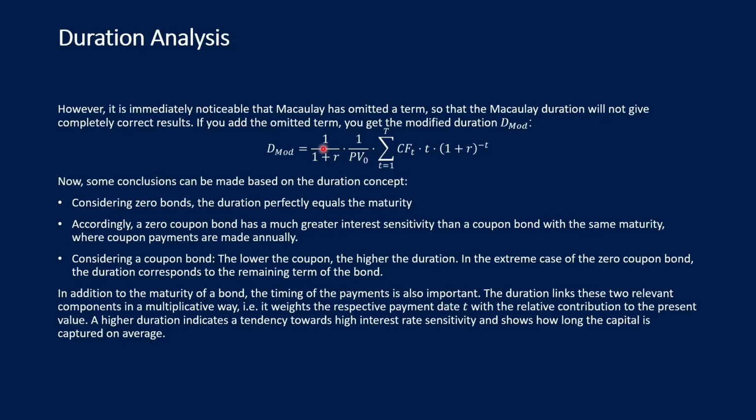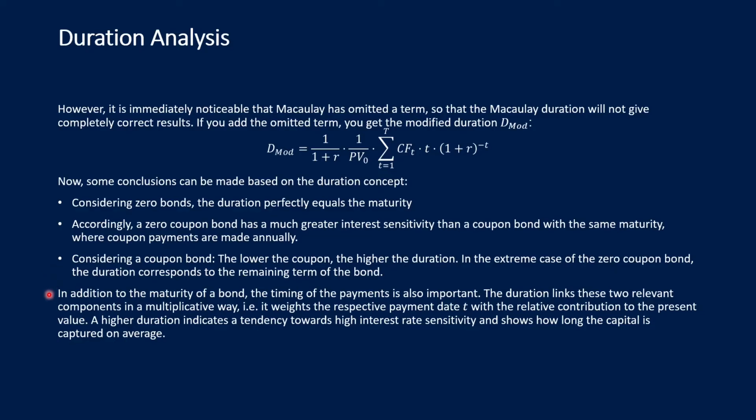Now, some conclusions can be made on the duration concept. Considering zero bonds, the duration perfectly equals the maturity. Accordingly, a zero coupon bond has a much greater interest sensitivity than a coupon bond with the same maturity, where coupon payments are made annually or quarterly. Considering a coupon bond, the lower the coupon, the higher the duration. In the extreme case of a zero coupon bond, the duration corresponds to the remaining term of the bond.